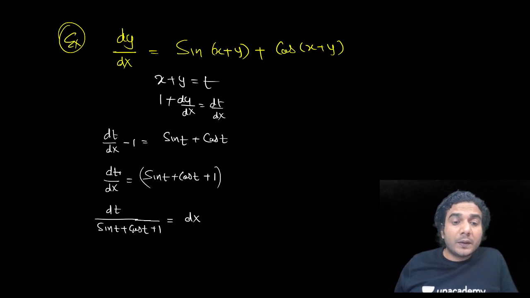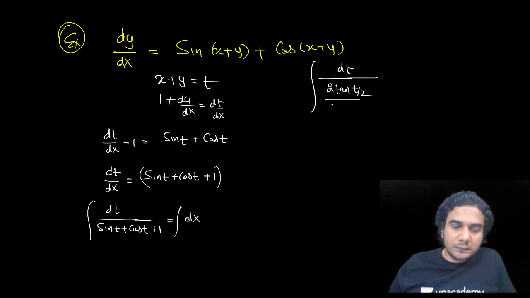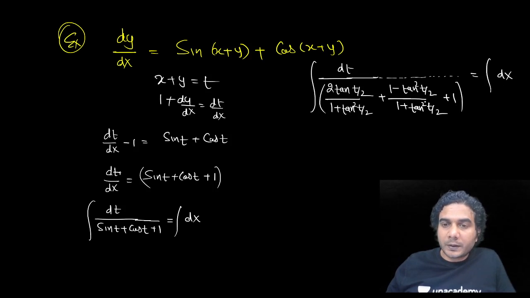Now how to do it? Now we do it using the half angle formula. Okay, so you need to apply the half angle formula of sine and cos, then you can integrate it. So what is the half angle formula? In terms of tan, in dt upon sine t you can put 2 tan t by 2 upon 1 plus tan square t by 2, plus cos t can be written as 1 minus tan square t by 2 upon 1 plus tan square t by 2, plus 1, is equal to dx. All right.